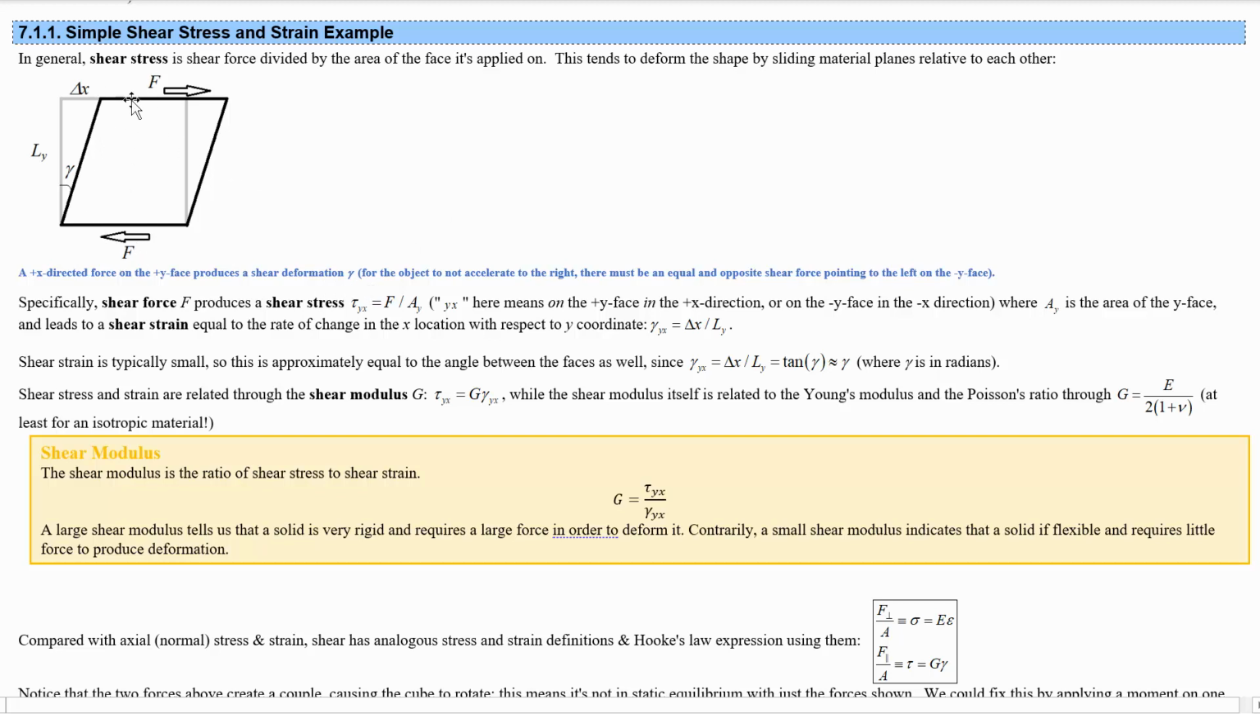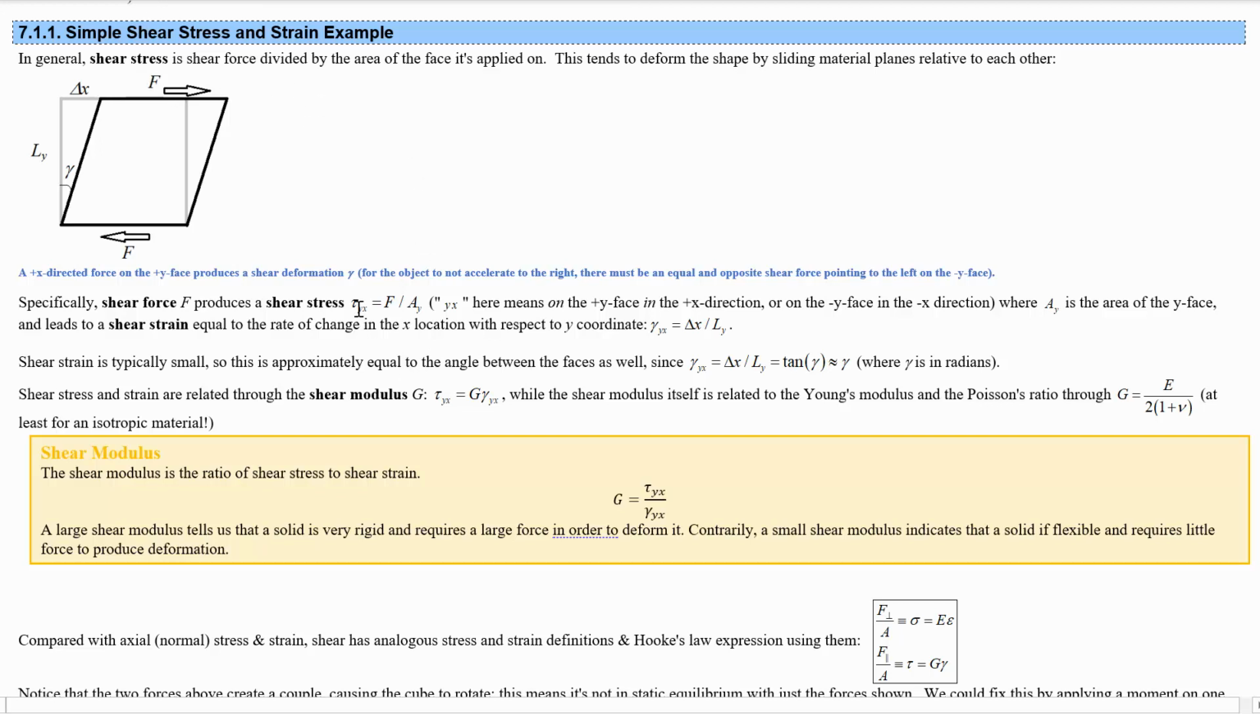So if you have an x-directed force on a y face like this, so a shear force on that face, then this would be giving us the tau yx, the shear stress on the y face in the x direction, which is that force, the shear force on that face, divided by the area of it. So this tau yx would be F divided by A_y, because this is a y face and this is a force in the x direction.